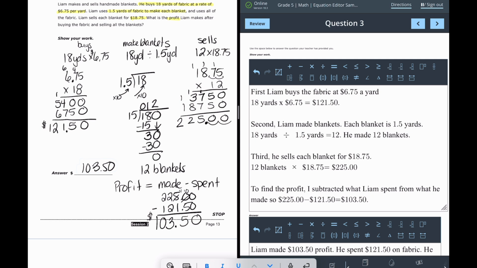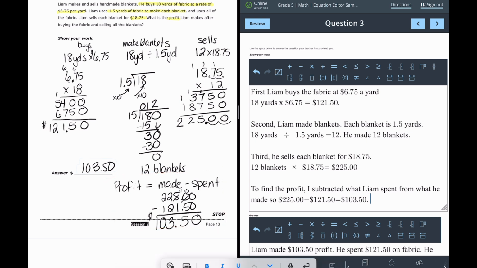Third, he sells the blanket. He sells each blanket for $18.75. So that's this step here. 12 blankets times $18.75 is equal to $225.